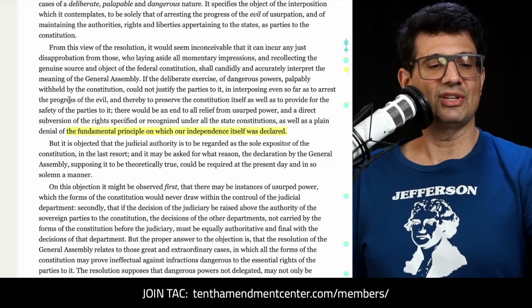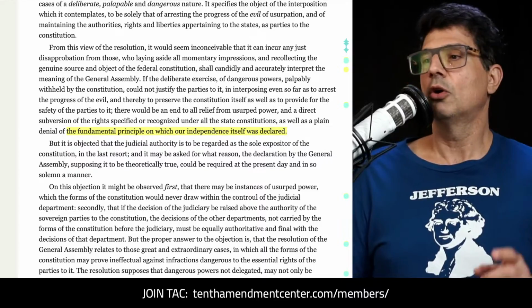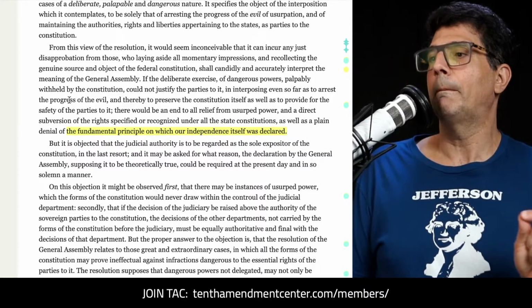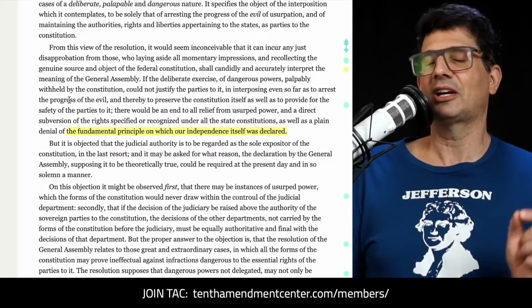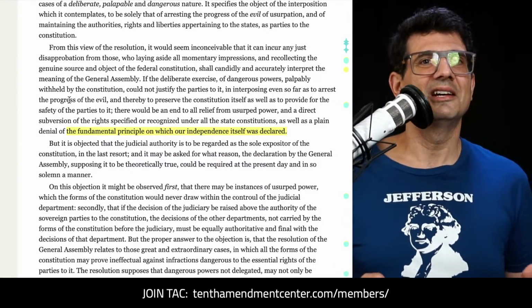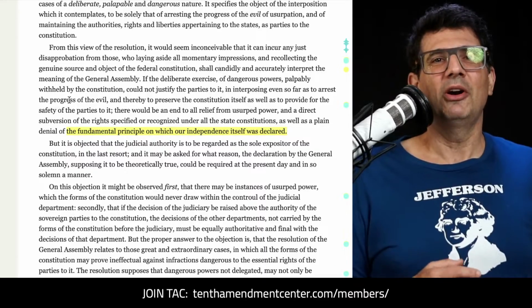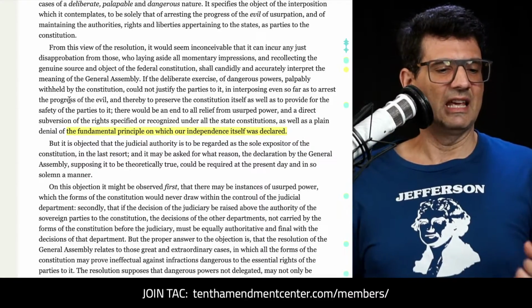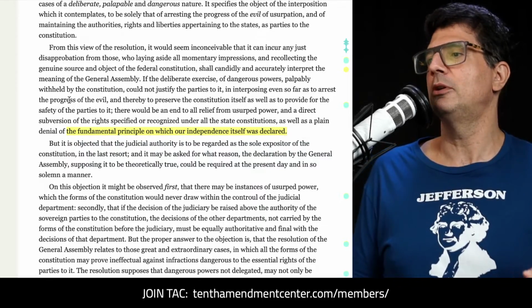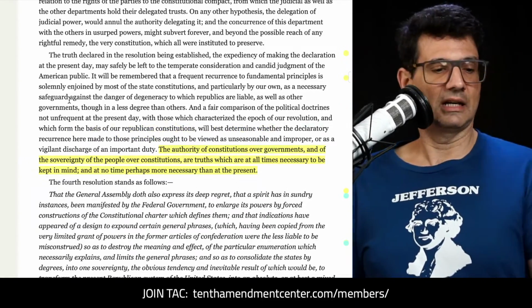Now, this right of resistance to usurpations of power is what James Madison called, quote, the fundamental principle on which our independence itself was declared. There was no reason to declare independence if the government wasn't usurping power or responding in the right way when the people resisted and defied them. The fundamental principle on which our independence itself was declared.